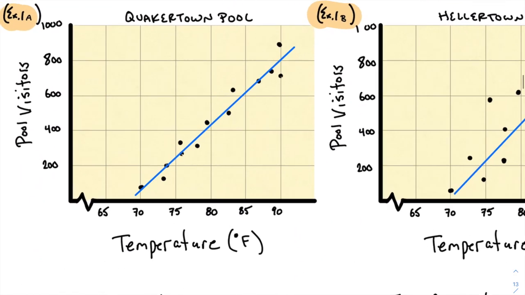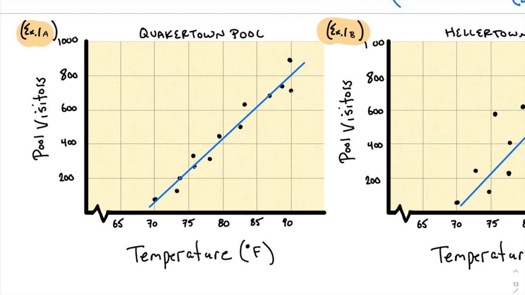So let's take a look at two local pools. Again, I'm making up this information. Let's imagine that we charted the number of attendees at our local pools pre-COVID at two different towns, Quakertown and Hellertown. On the left-hand side, I have temperature as my input, my pool visitors as my output. I have a series of black dots which must represent maybe different days throughout the summer. And in the past, I would have highlighted that data to decide whether it was positive or negative.